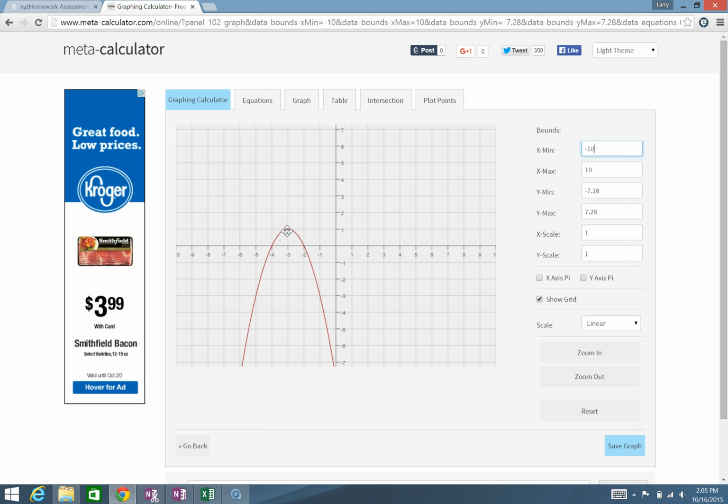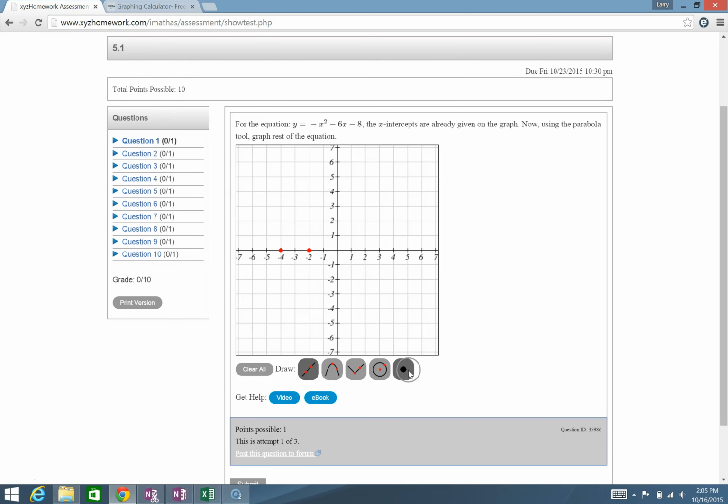Since we have 3 points, we will now be able to graph our equation, our quadratic that is. Negative 3, positive 1 is here. And now I can use the parabola graphing tool to graph this. And there it is.